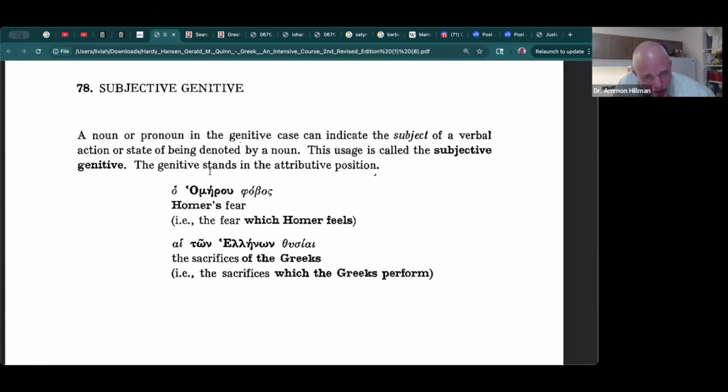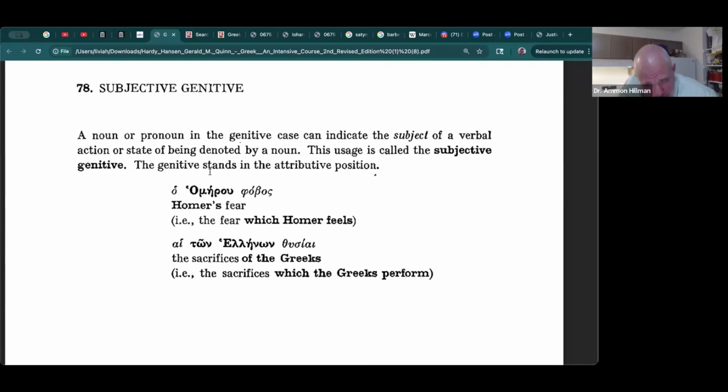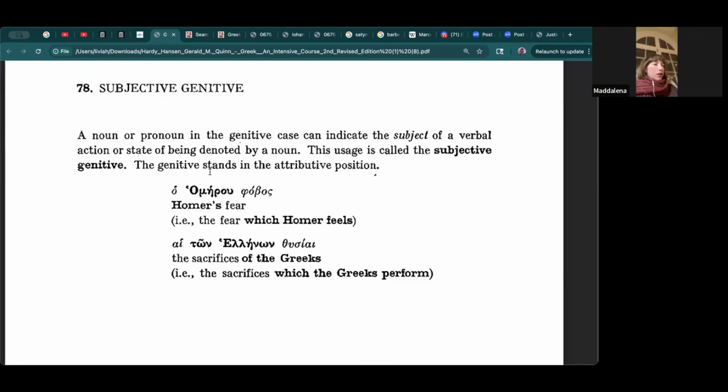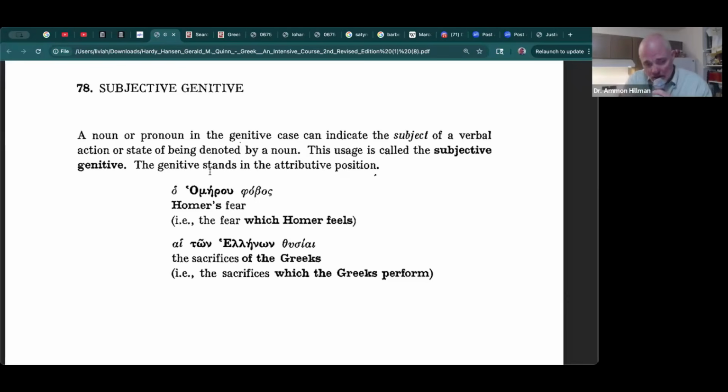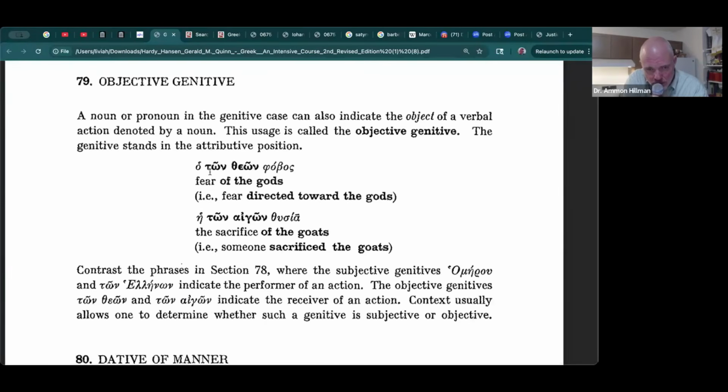Homer is afraid. It's fair to say Homer's afraid or Homer fears, right? When you get ho Homerou phobos, the fear of Homer. Look at the next one, the sacrifices of the Greeks, right? They're the subject. When you say the sacrifices of the Greeks, they are the ones performing the sacrifice. That is a subjective genitive. Now, we're going to have the opposite. We're going to have an objective genitive, and that's on the next page, 243. Just look at how you form it.